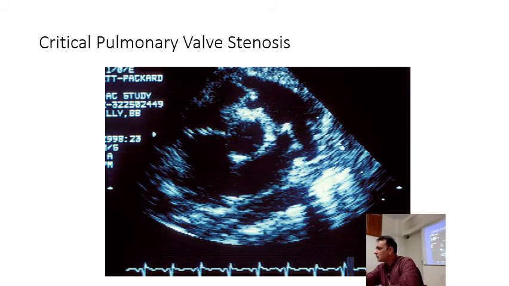Normally, PS is good. God forbid anyone has any congenital heart disease, but it's good to have PS as a part of congenital heart disease. It's generally a good prognosis, the right-sided PS.